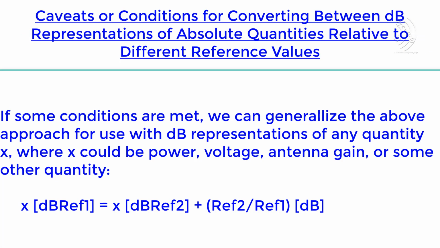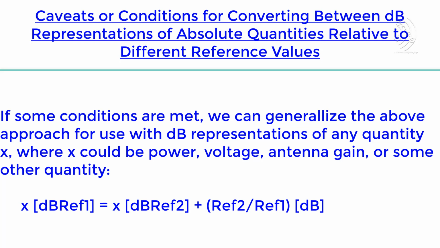With some caveats or conditions indicated in the notes below, we can generalize the approach that we've just shown for use with decibel representations of any quantity x, where x could be power, voltage, antenna gain, or some other quantity. And the way that we'll do that is to say that x in dB relative to reference 1 is equal to x in dB relative to reference 2 plus reference 2 divided by reference 1 expressed in dB.